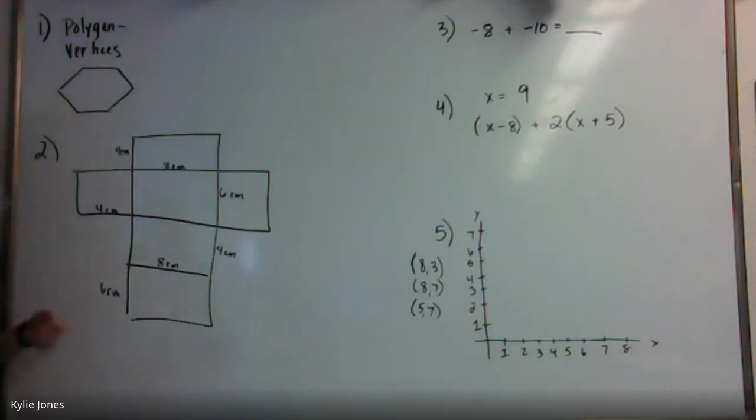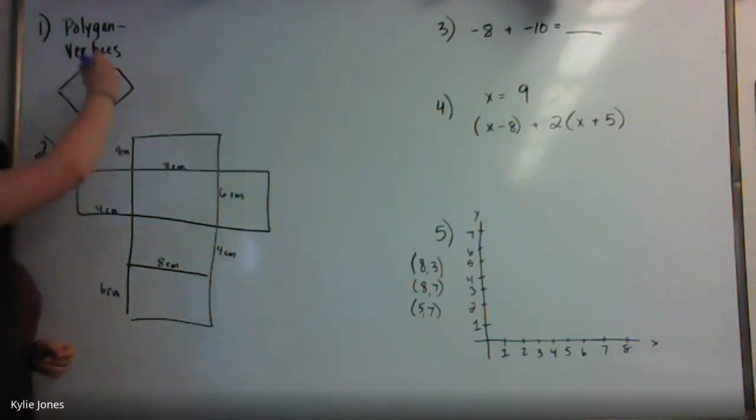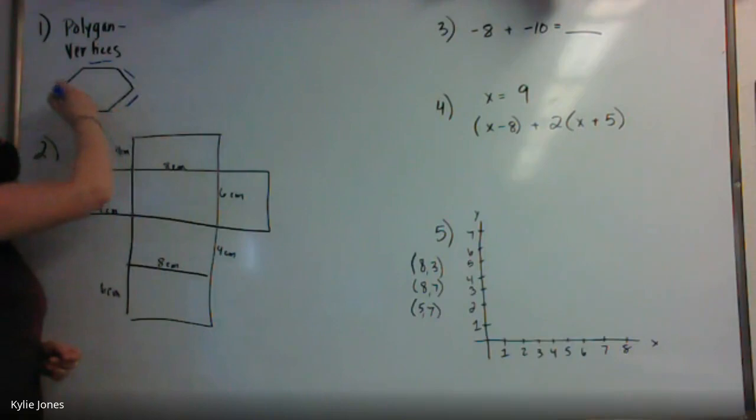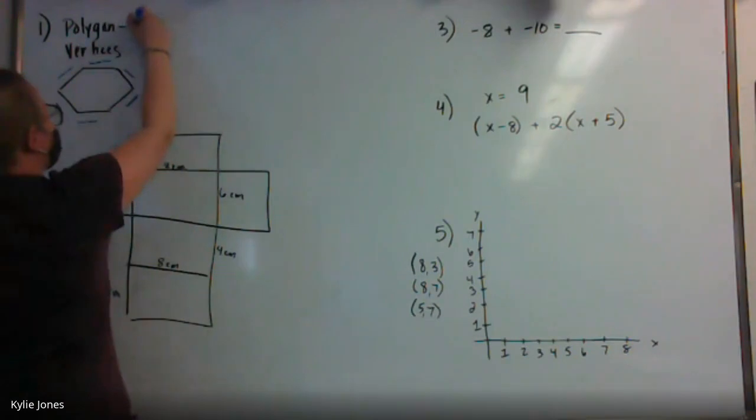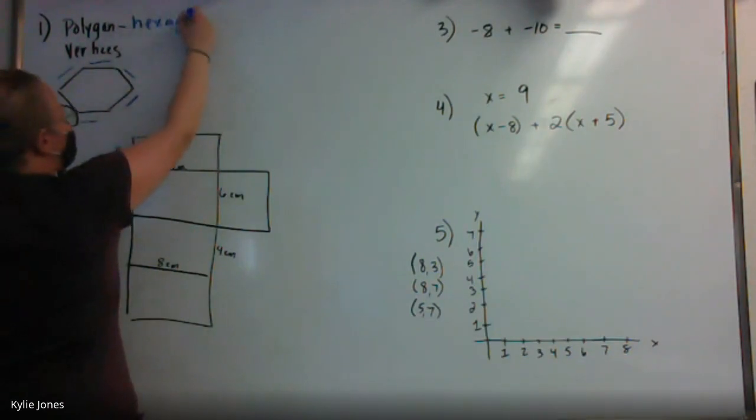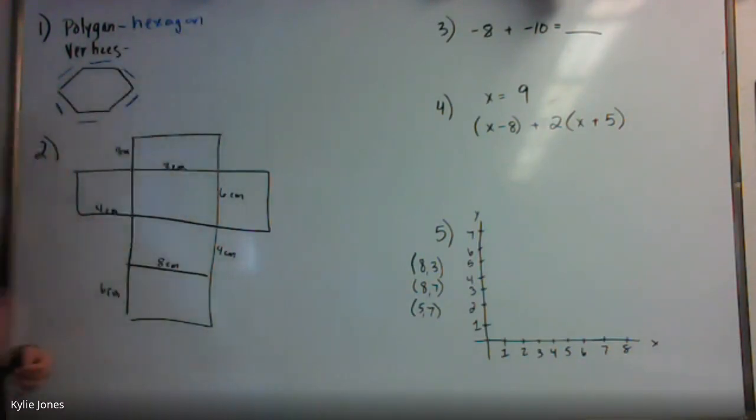How do you know it's a hexagon? It has 6 sides. We have 1, 2, 3, 4, 5, 6. And yeah, when you have 6 sides, it's called a hexagon because hexa means 6. So this is a hexagon. How do you know how many vertices there are?